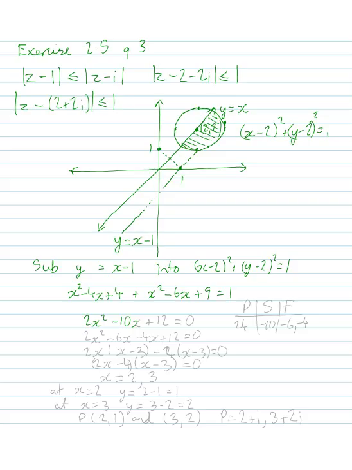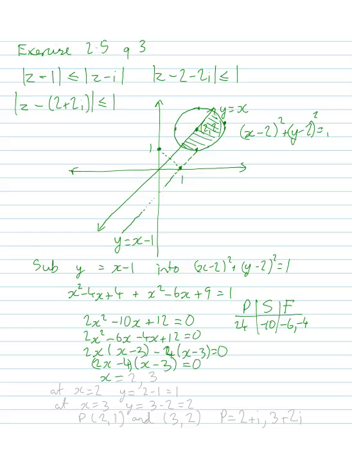Okay, so we're going to sub y is equal to x minus 1 into the circle equation, (x minus 2) squared plus (y minus 2) all squared equals 1. And when you sub in y equals x minus 1 in that, you get (x minus 2) squared, which is x squared minus 4x plus 4, and then you get (x minus 1 minus 2) squared, so that's (x minus 3) squared, so you get x squared minus 6x plus 9, and all of that equals 1. Simplifying this all out, you get 2x squared minus 10x plus 13, but when we subtract 1 from both sides, you get plus 12 equals 0.